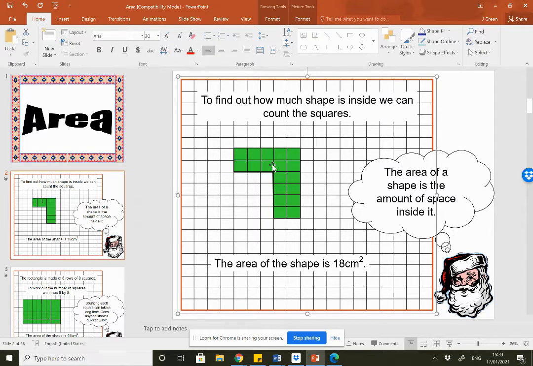Now, if I wanted the perimeter of this shape, I'd count round the edge. 1, 2, 3, 4 is 5 here. 1, 2, 3, 4, 5, 6. This is 6, so 5 add 6 is 11. Add 2 here is 13. 14, 15, 16, 17, adding this 4. 18, 19, 20, 21, 22. So the perimeter would be 22. So interestingly, with this shape, the perimeter is greater than the area. Perimeter of 22, area of 18.